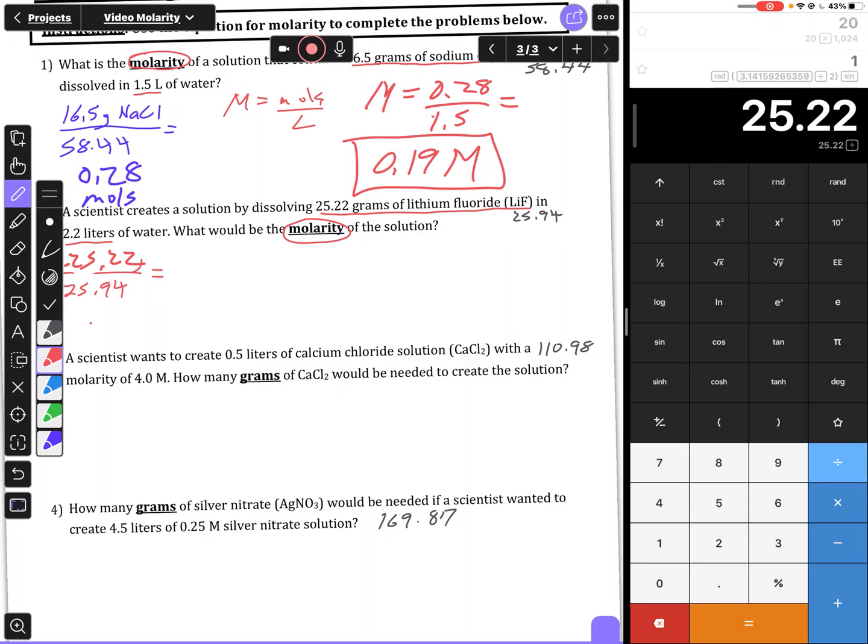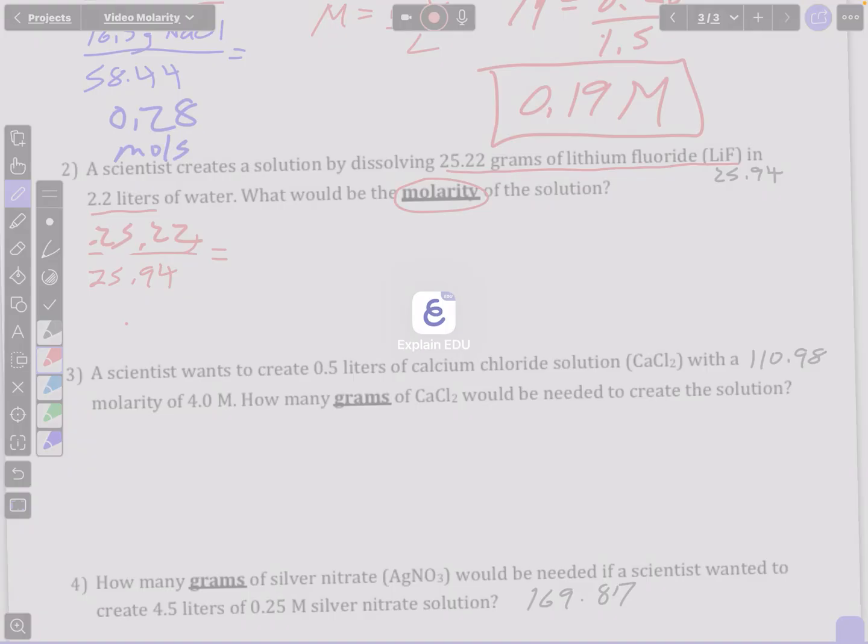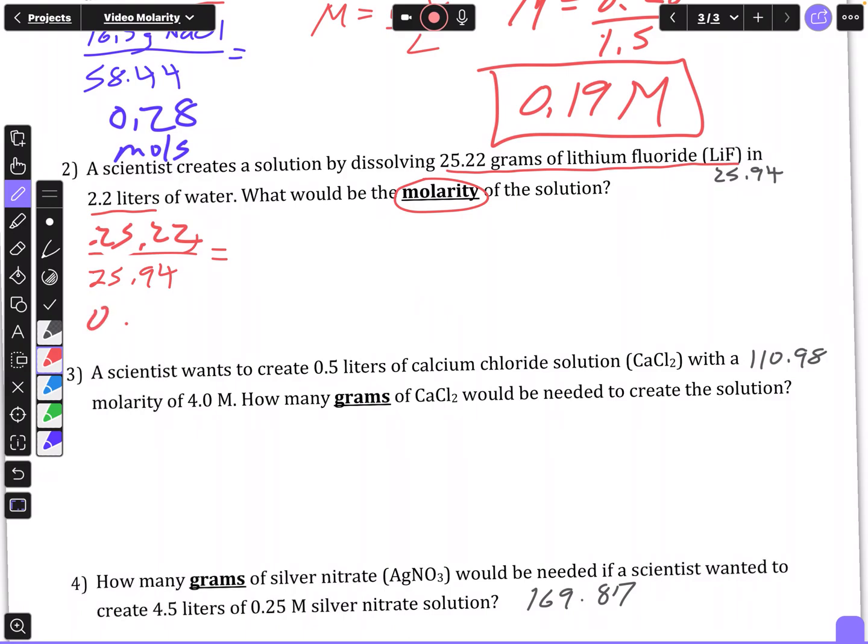25.22 divided by 25.94. That's going to give me, rounded to 2 decimal places, 0.97. So that's going to be 0.97, and now I'm in moles of lithium fluoride. Then I'm going to take my molarity equation: molarity equals moles divided by liters.